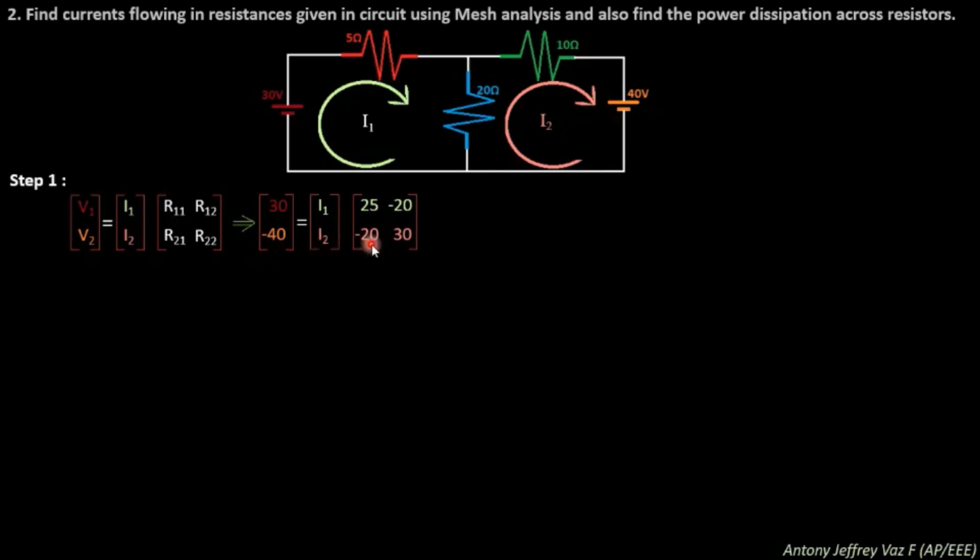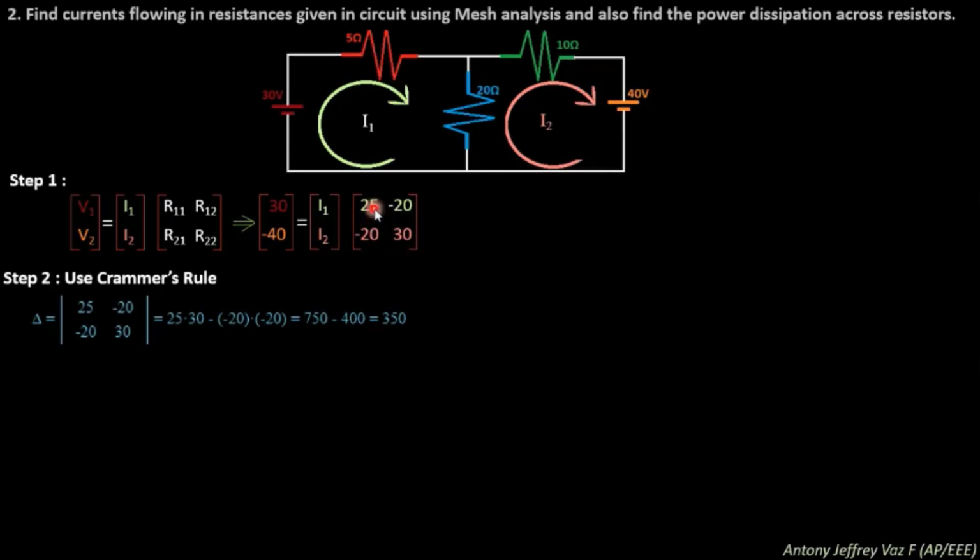40. And here you see the current I2 is in the anti-clockwise direction across the 20 ohm resistor, whereas the current I1 is in clockwise direction. So what you get is minus 20. For R21, you get minus 20. R21 represents the second loop and the 1 represents the first loop. So you need to see the 20 ohm resistance. Next for R22, this is loop 2. So this R22 represents 20 plus 10, which is 30. What you need to do is find the determinant of this matrix 25, minus 20, minus 20, 30, which is 350.